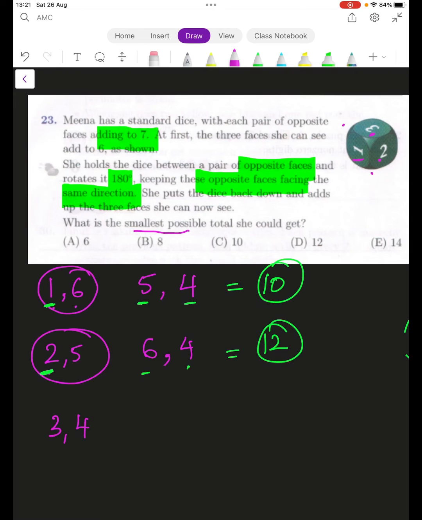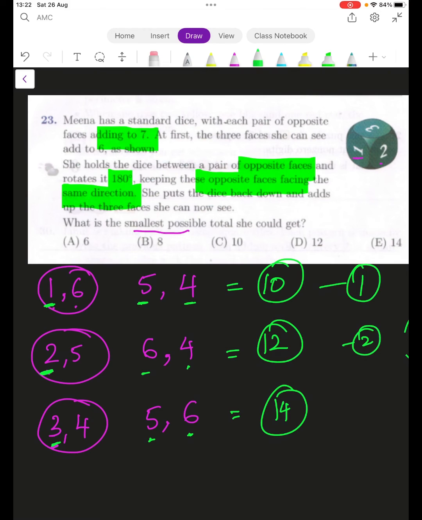So 1 and 6 are done, 2 and 5 are done, and the last option is 3 and 4. If she holds 3 and 4, 3 is still visible because that doesn't change the sides, and the other two sides flip because she's rotating it 180 degrees. So the 2 will flip over and we will be able to see the 5 on the other side, and the 1 will go at the back and we will be able to see the 6. So 3 is still visible, and we have 5 and 6 which are visible. So 6 plus 5 plus 3 is 14.